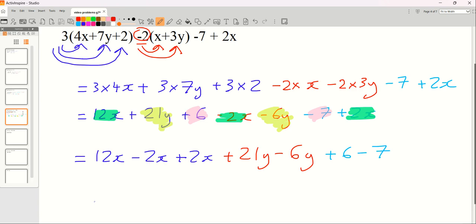And now I'm just going to write my final answer. 12 minus 2 is 10. 10 plus 2 is back to 12. This is 12x. 21y minus 6y will be giving me 15y. And plus 6 minus 7 gives me minus 1. And this is my final answer where I reduced to find the simplified form with like terms. So simplifying or reducing is just collecting like terms. And the expanding part was done using the blue arrows and the red arrows.